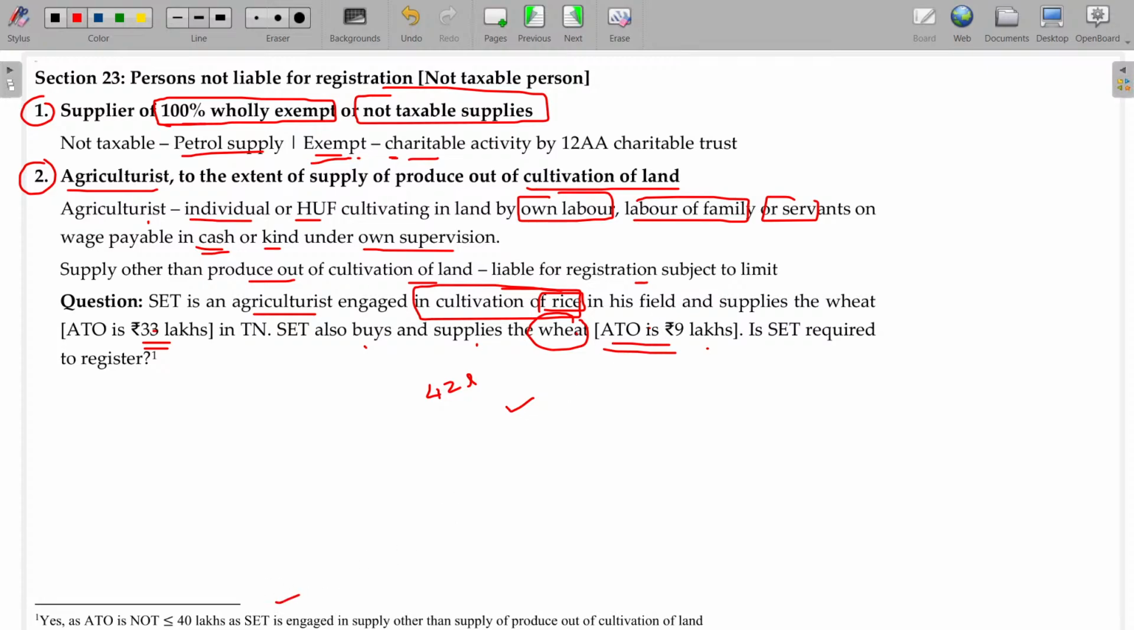Because Set is engaged in supply other than supply of produce out of cultivation of land. We assume that this may be purely paddy rather than rice. Paddy being produced and sold, so not required. But in this case, he has to add the overall turnover. The turnover is more than 40 lakhs. Definitely has to go for registration.